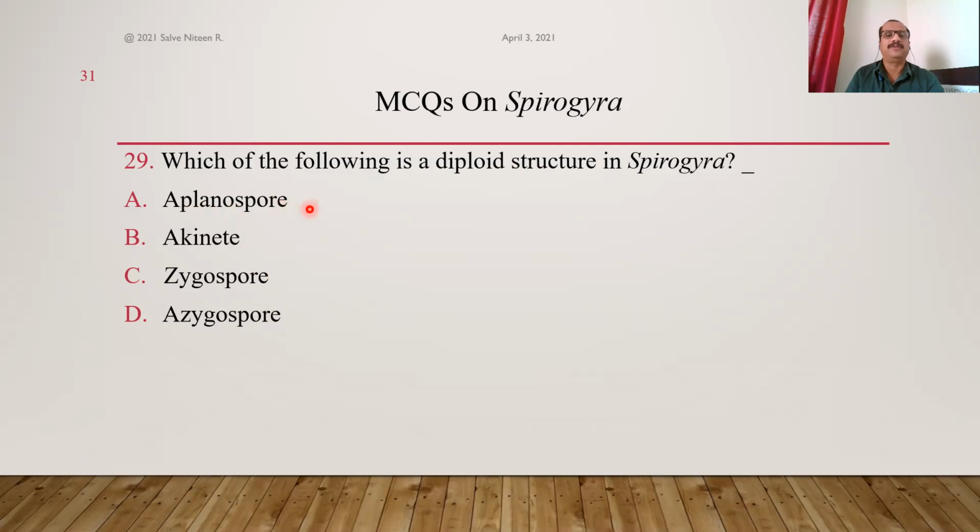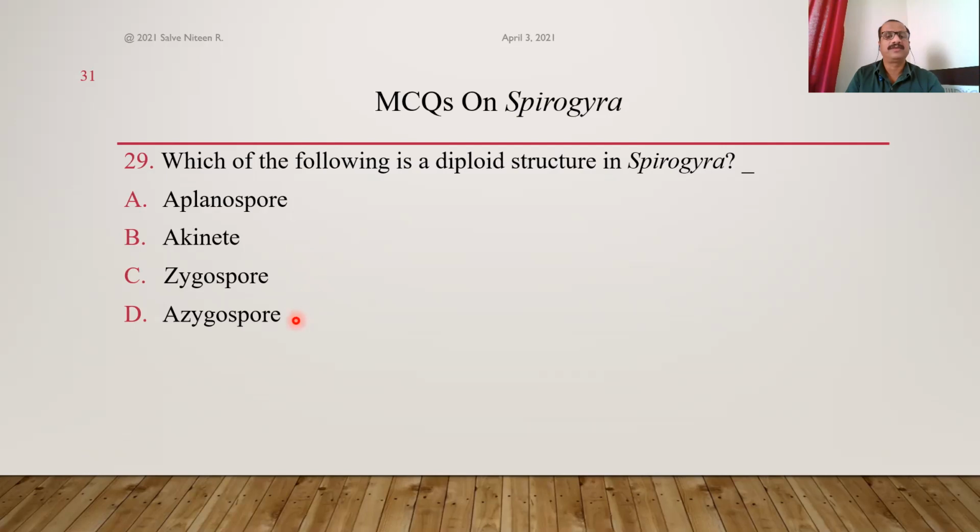Aplanospore is a non-motile spore. Aplano means absent. Planospore means motile spore. Zoospore is also called planospore. So aplanospore is a non-motile spore. Zoospore is a motile spore. Akinete is another asexual structure. It is actually a cell of Spirogyra which has become thick-walled.